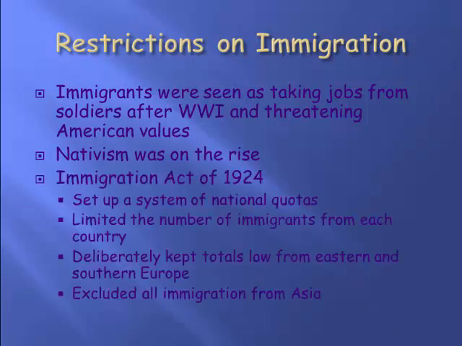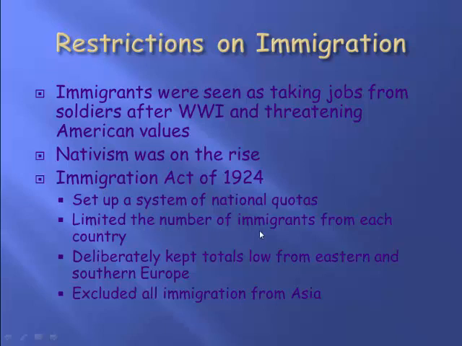Klansmen are nativists. Well, our government finally sets up what's known as the Immigration Act of 1924. And what it does is set up a system of quotas. So basically, our government's going to say, we're only going to take a certain percentage of people from Italy. We're only going to take a certain number of people each year from Greece. And what that did was put a limit on how many immigrants were going to come into the country, right?